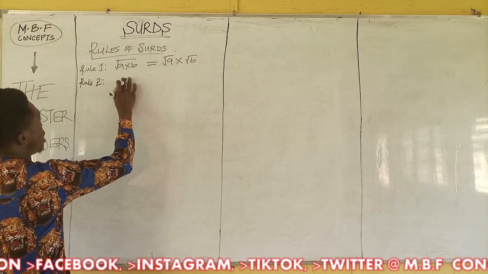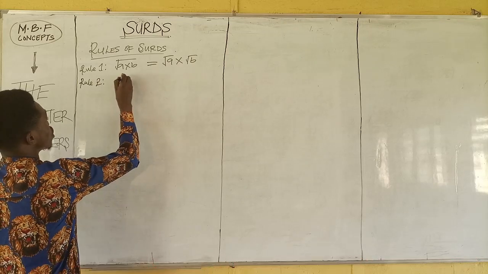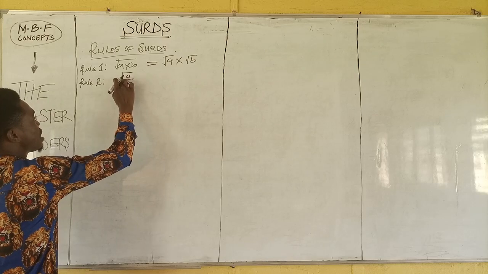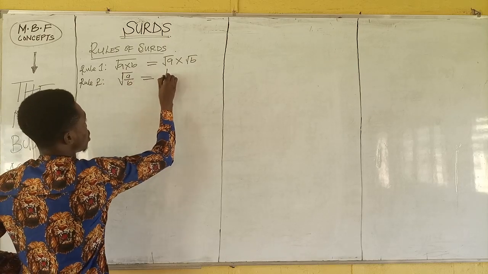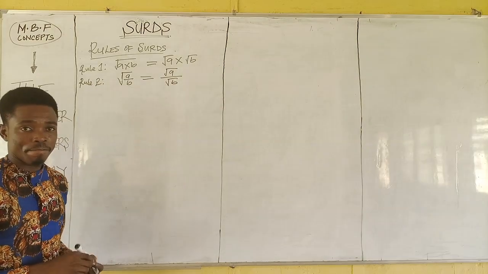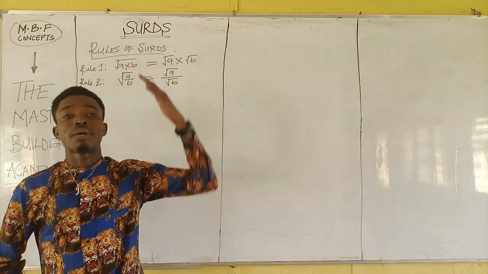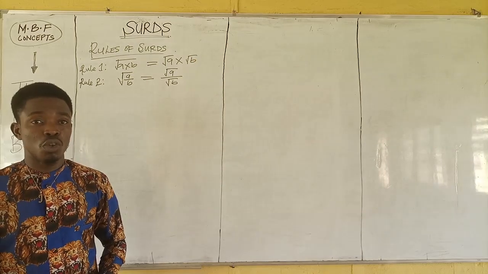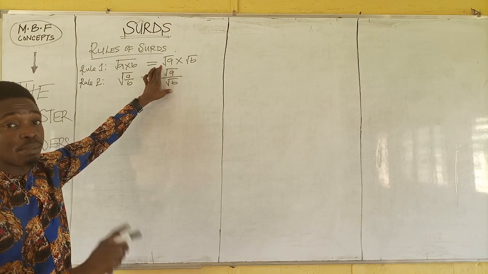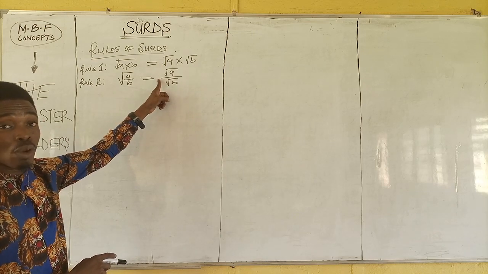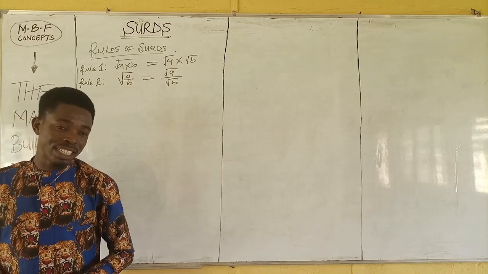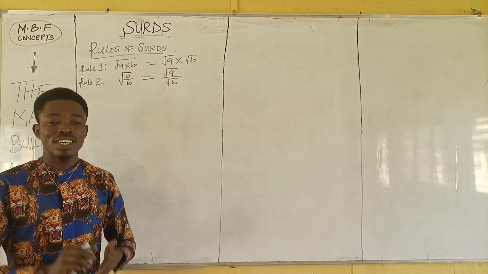Rule number 2 is that when you have the square root of A over B, everything inside one square root, it can also be the square root of A over the square root of B. So you can also share the square root for the numerator and also give it to the denominator. Yes, that is what it means. So you can be given this, and if need be, you can transform it from this particular state to this other state, or from this state to this other state, depending on the question that you are given.